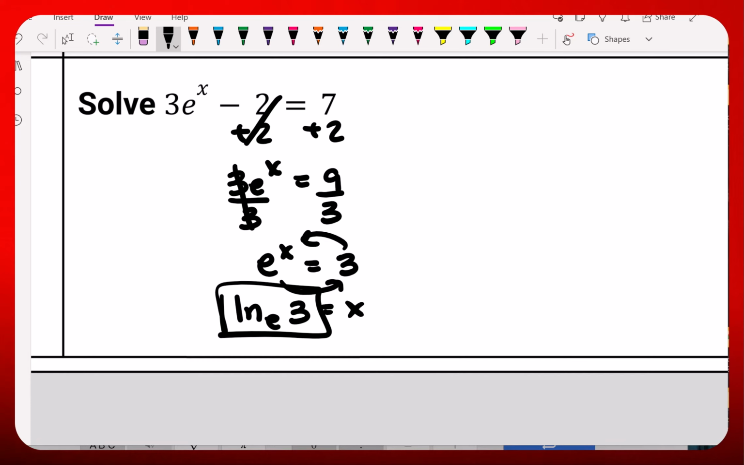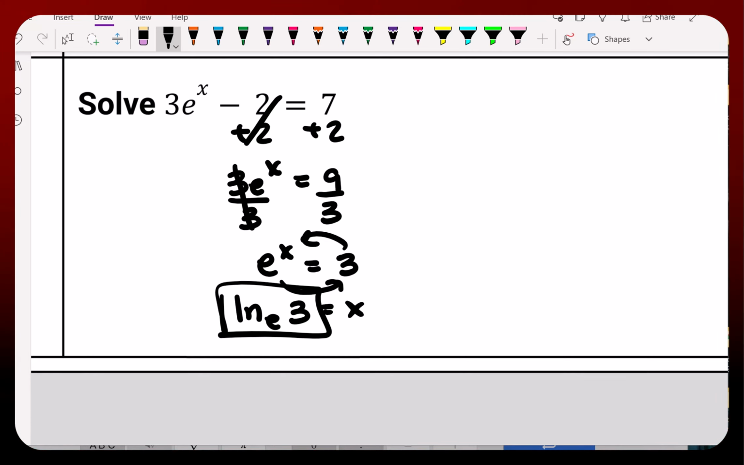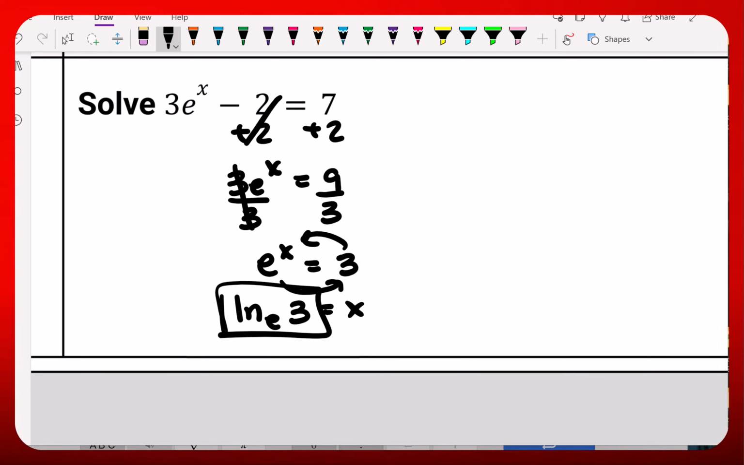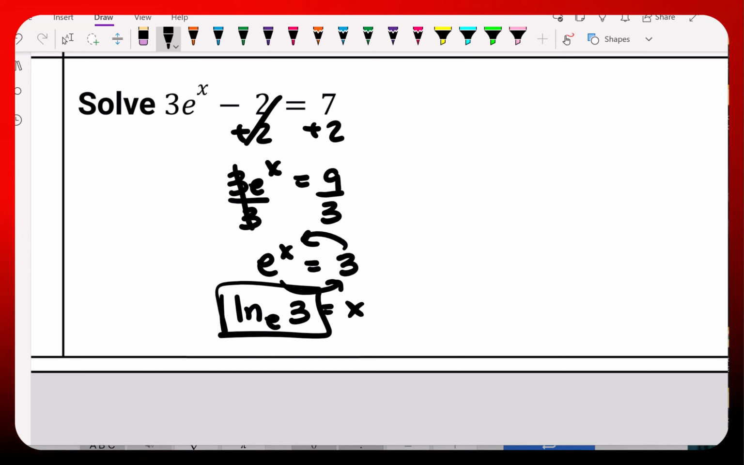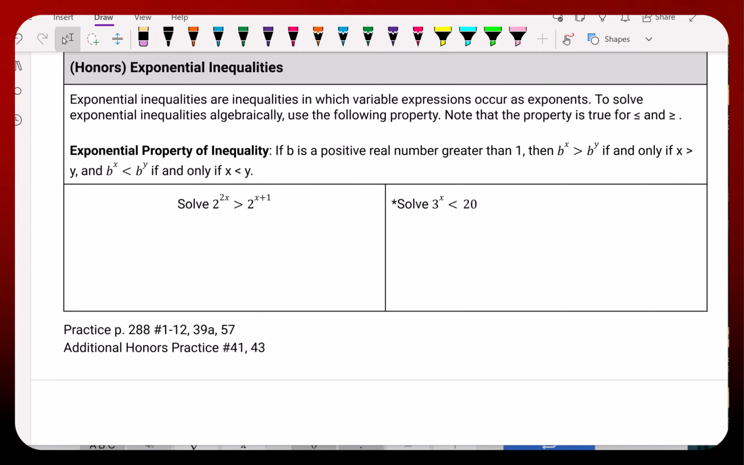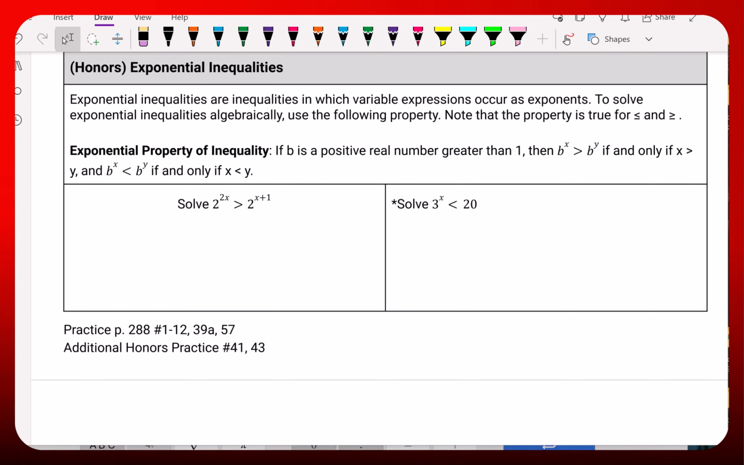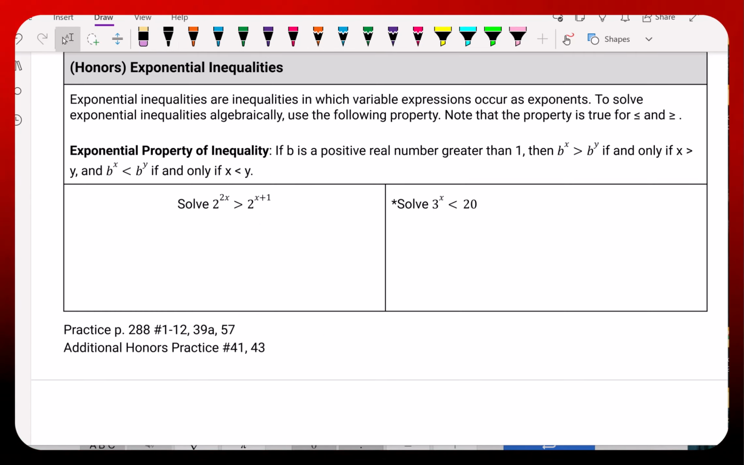If you're a regular student, you can go ahead and stop the video at this point. But if you're in honors, we are going to figure out how to solve inequalities. All right, so let's look at exponential inequalities. The rule is going to be using the equal base format in the first one, and in the second one, we're going to be doing something completely brand new. Don't worry, it's not too bad, it's pretty easy.